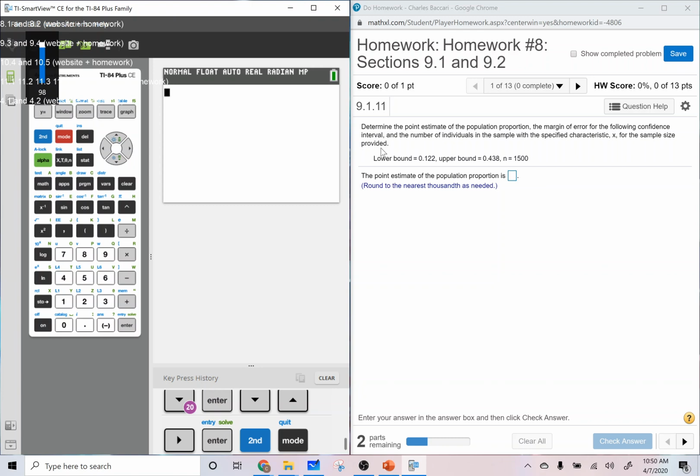Okay, so we're going to run through the homework real quick. They give you a lower bound, an upper bound, and an n, and they ask you to determine the point estimate and the margin of error. And so to do this, it's really simple. We're just going to add them together.